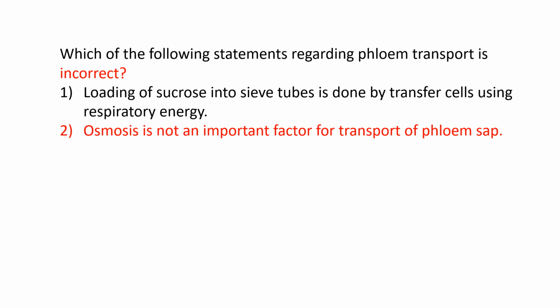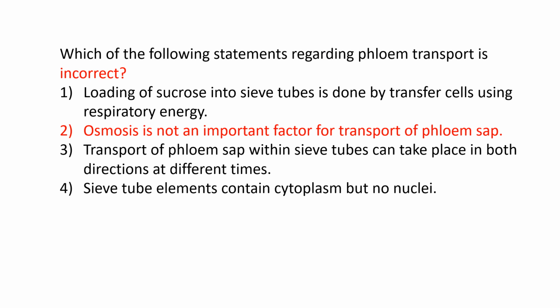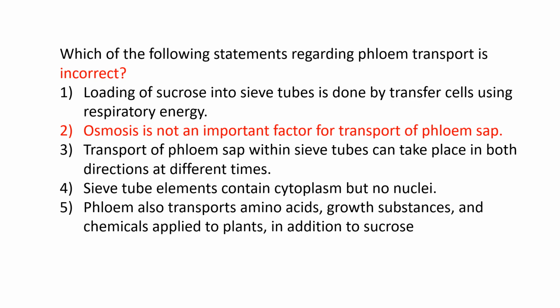Accordingly, statements 1, 3, 4 and 5 about phloem translocation are correct. But the second statement is incorrect because water enters the sieve tube by osmosis, when water potential is reduced due to phloem loading. Osmosis is an essential process in phloem translocation. Therefore, answer 2.